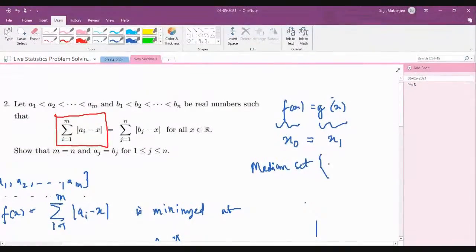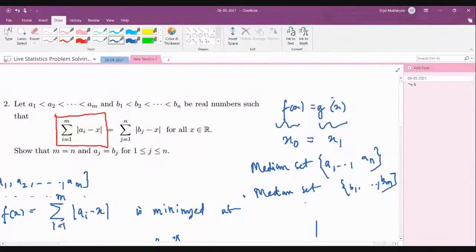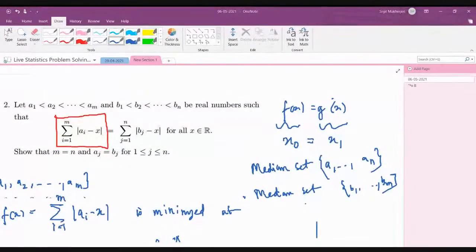of a1 to an is same as the median set of b1 to bm. There's a hint number 2 to you. So now, can you proceed towards this? Can you proceed now? This is the best hint I can give you. Now you can proceed. So we have got the median sets of these two.